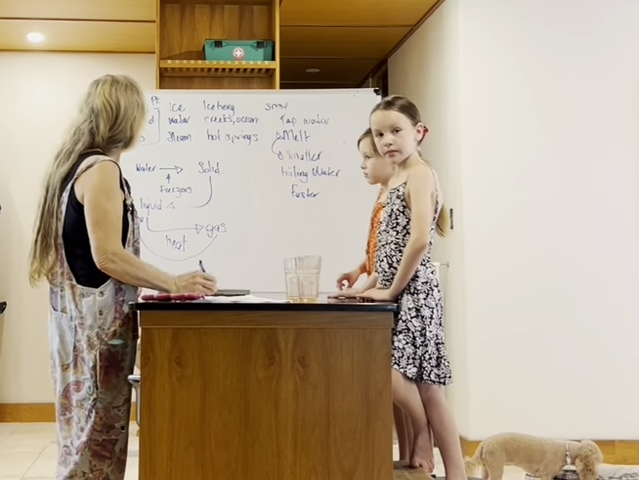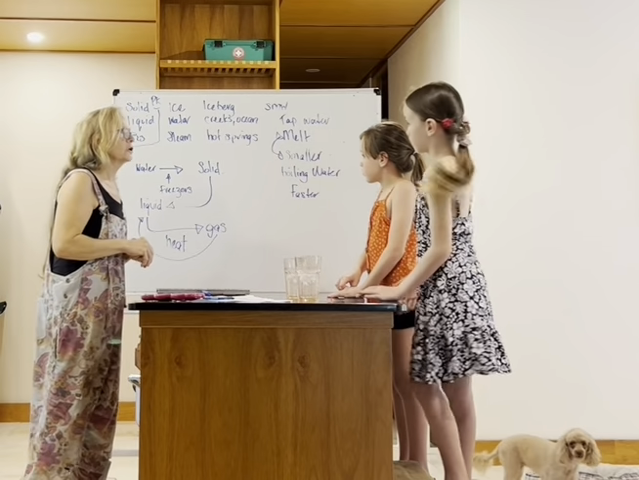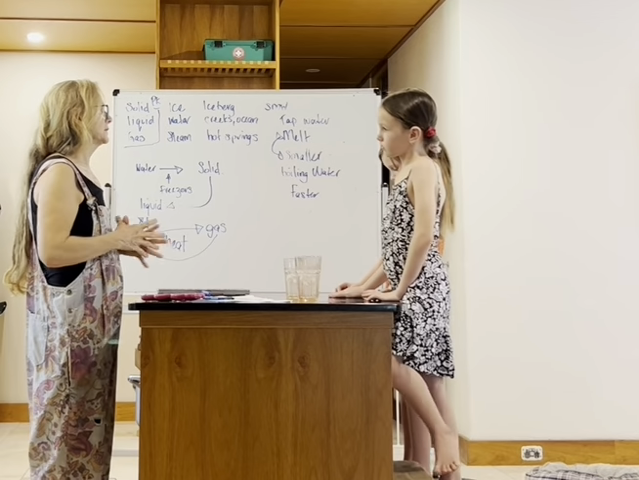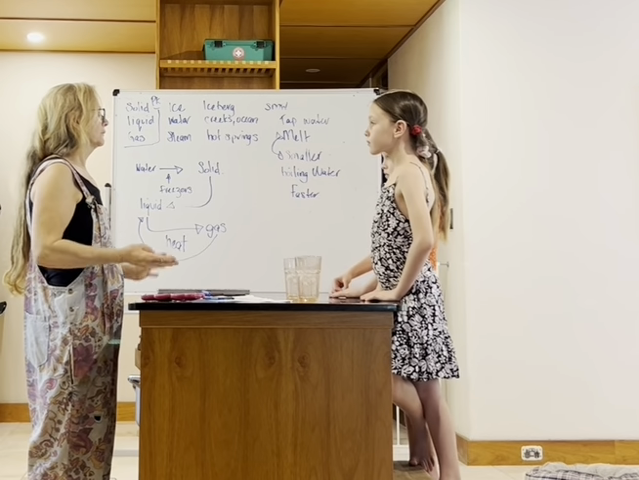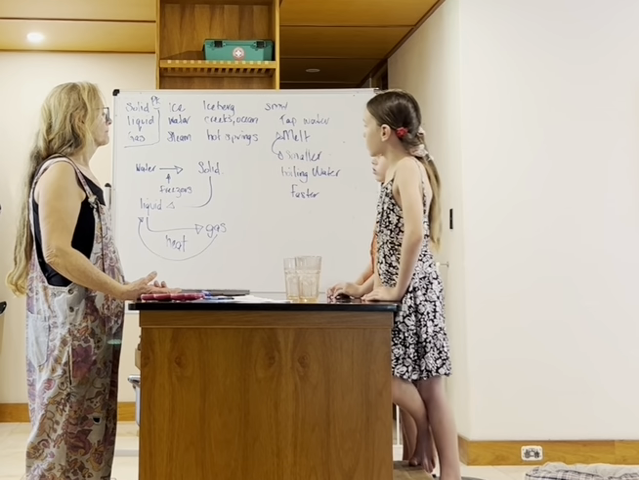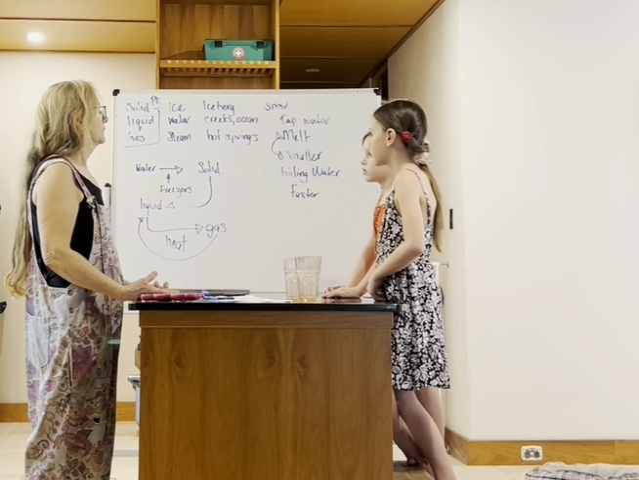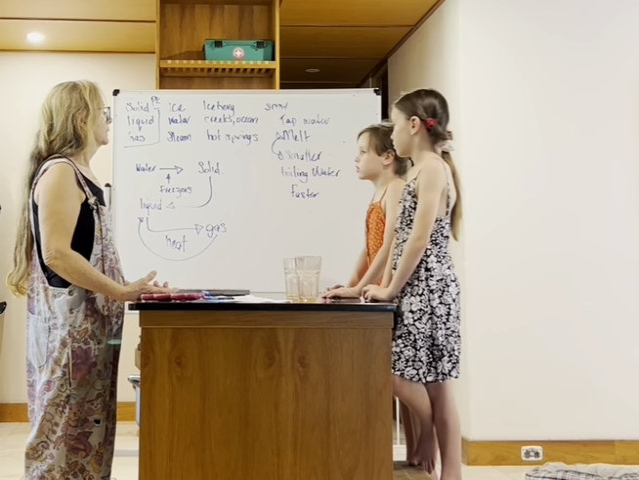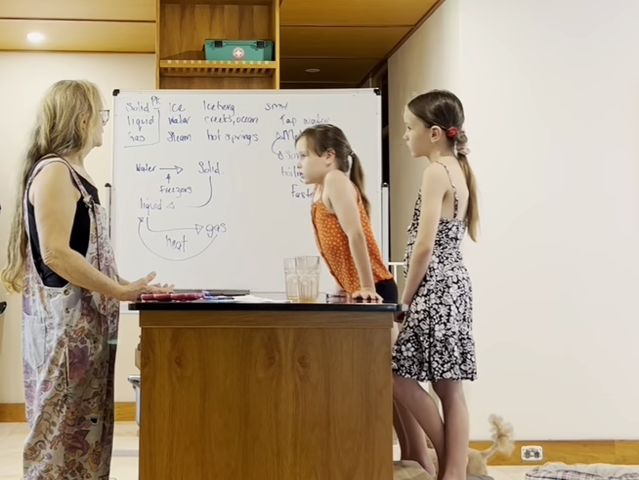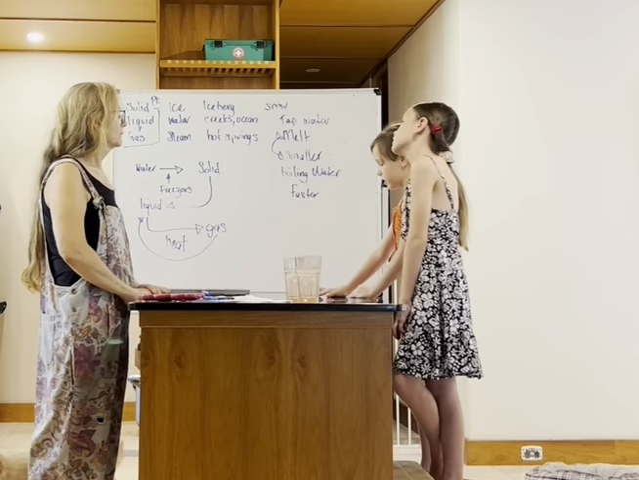So if we just recap, I want you to tell me, not in scientific terms, but in regular basic terms, what are the three different types of water we got? Ice, water, and steam. Yeah, very good. So what are they called in scientific terms? Solid, liquid, gas.